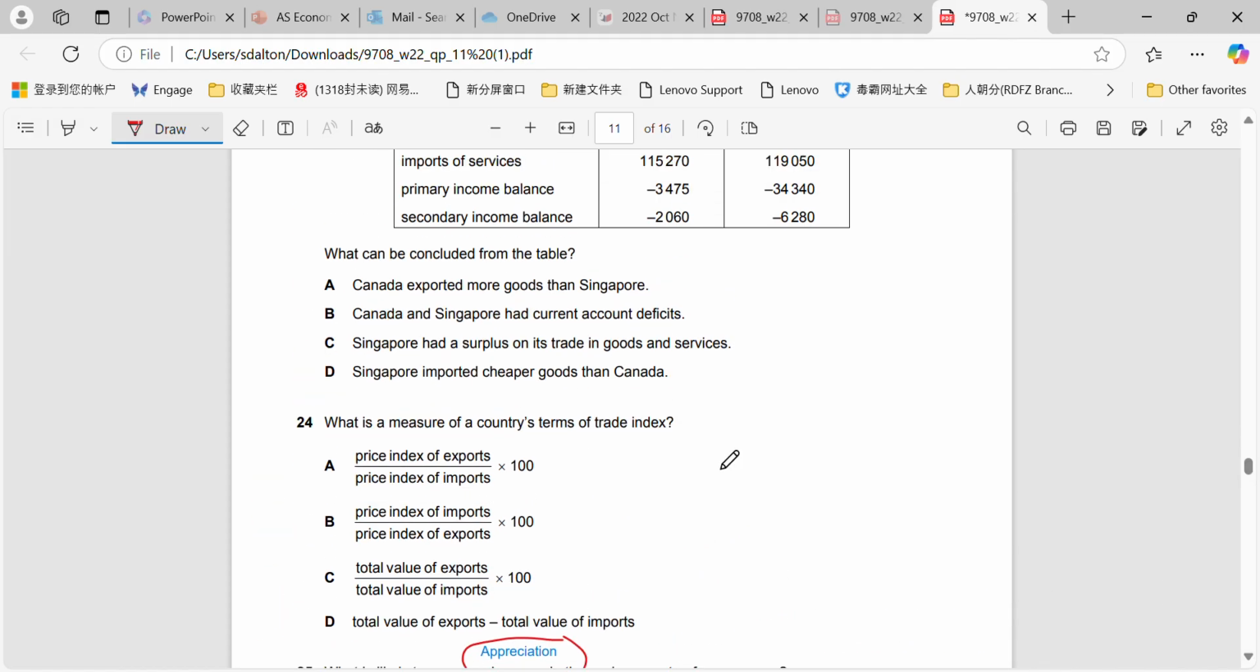24, very straightforward. What is a measure of a country's terms of trade? That's A. Price index of exports, price index of imports. It is not total value. Okay, and it is exports above imports, right? Just a simple definition question.